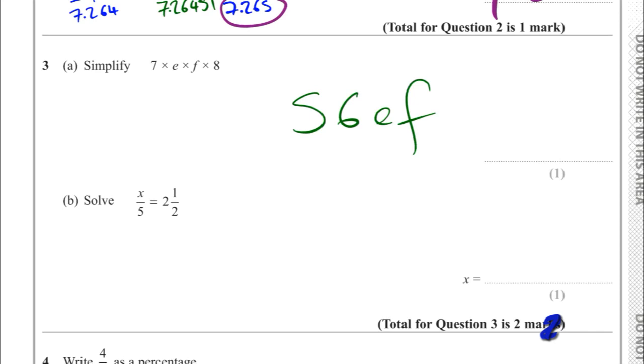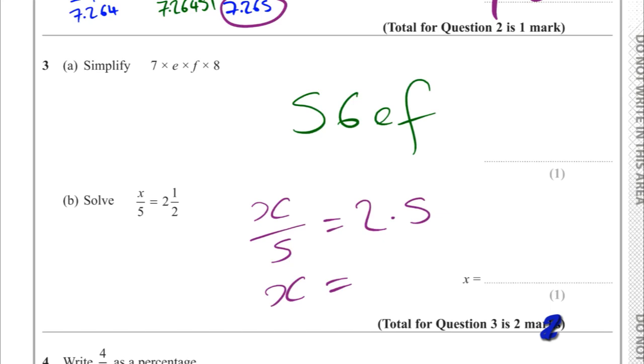In part B, we're told that x divided by 5 equals 2.5. It might be easy to think of it as x divided by 5 equals 2.5. So we have to figure out what number divided by 5 is 2.5. To figure out what number divided by 5 makes 2.5, we need to work backwards and do the opposite. So we're going to times both by 5. So the original number is 5 lots of 2.5.